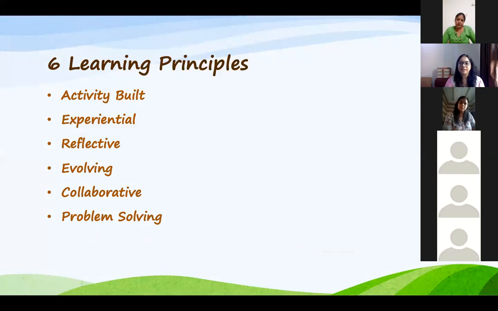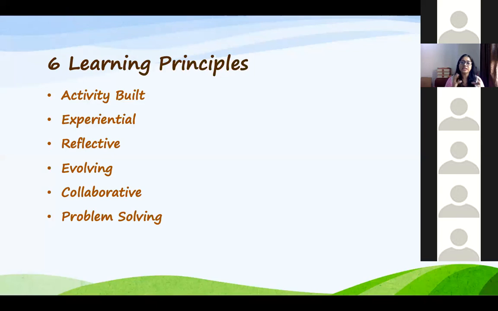So when we talk about the 6 learning principles of STEAM education: Activity built, you have to develop an activity. It has to be experiential, reflective. Students should be able to reflect themselves in the activity they are doing. Evolving, it is not that you do one task and it is finished. They have to be evolving in their activity. Collaborative, the best part is collaborative. It has to be collaborative in approach and problem solving.